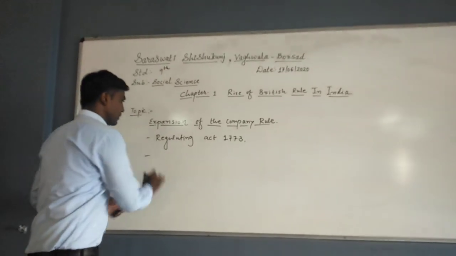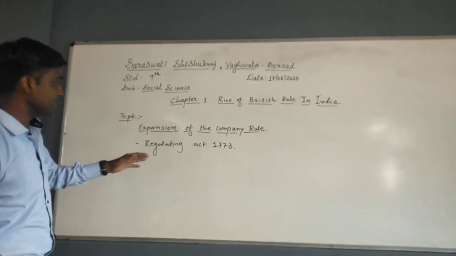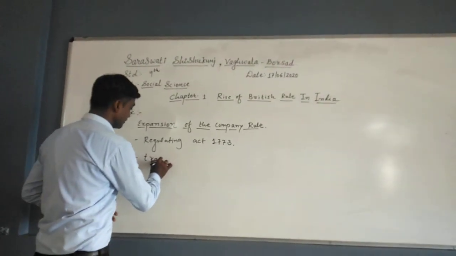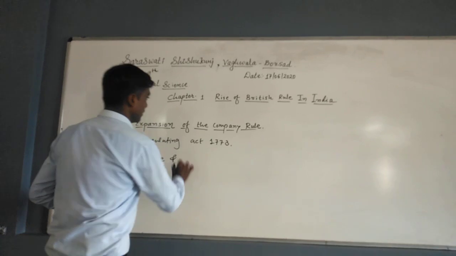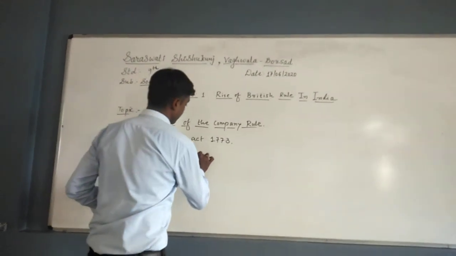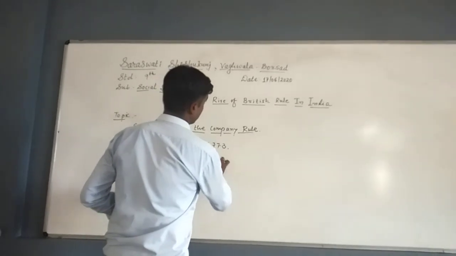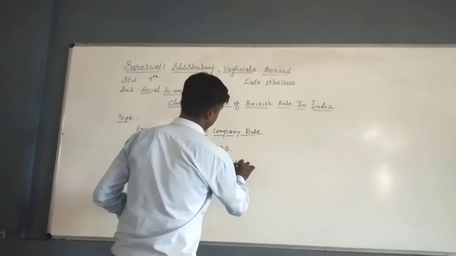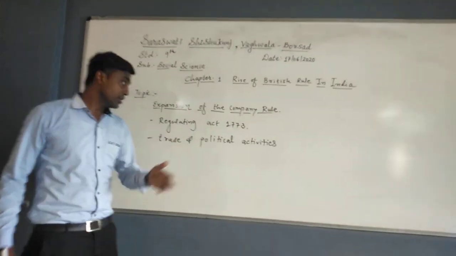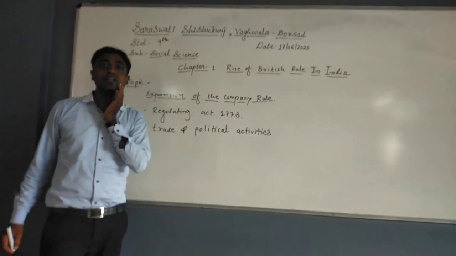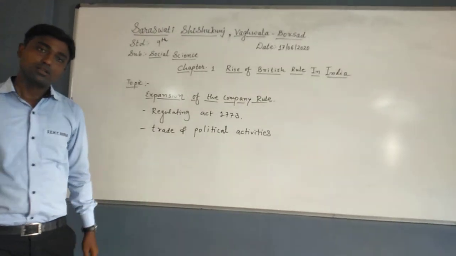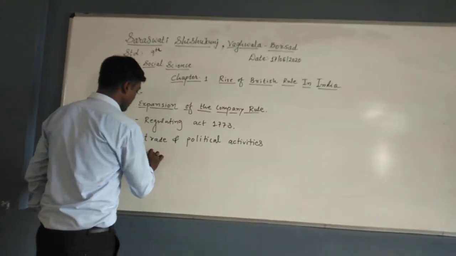So the British government passed the Regulating Act in 1773, and all the trade and another thing, political activities, were carried out under the name of that particular Governor General. According to that, the first Governor General was Warren Hastings.